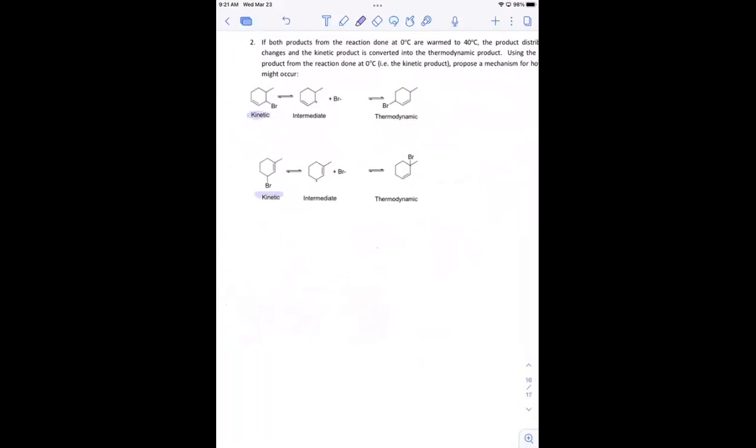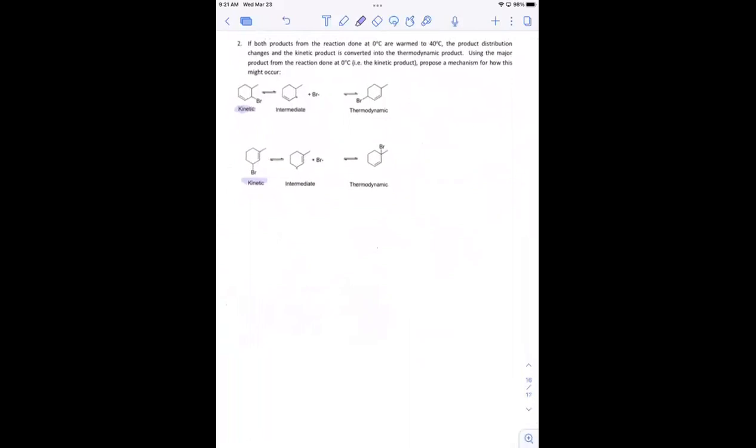It says that both products from the reaction done at 0 are warmed to 40 degrees Celsius. So the product distribution changes, and the kinetic product is exactly what we were just talking about. The kinetic product is converted into the thermodynamic product. And it says using the major products from the reaction done at 0, which we already have drawn here, propose a mechanism for how this may occur. So let's think about that for a second.